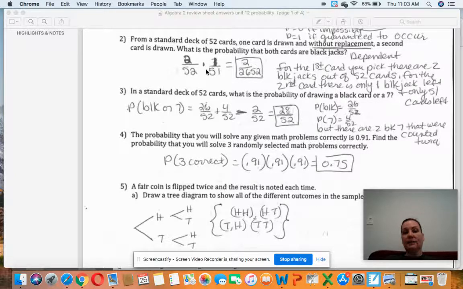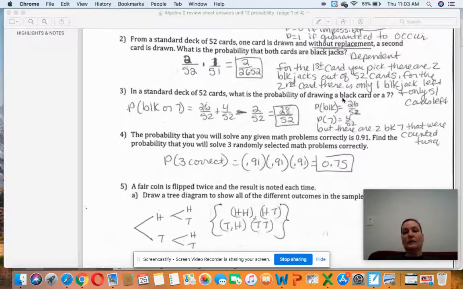I didn't say this for the question up here, but I multiplied the probabilities because basically I wanted both cards to be jacks, meaning the first one was a black jack and the second one is a black jack. So for "and," you are multiplying them together. For "or," you're going to add them together.